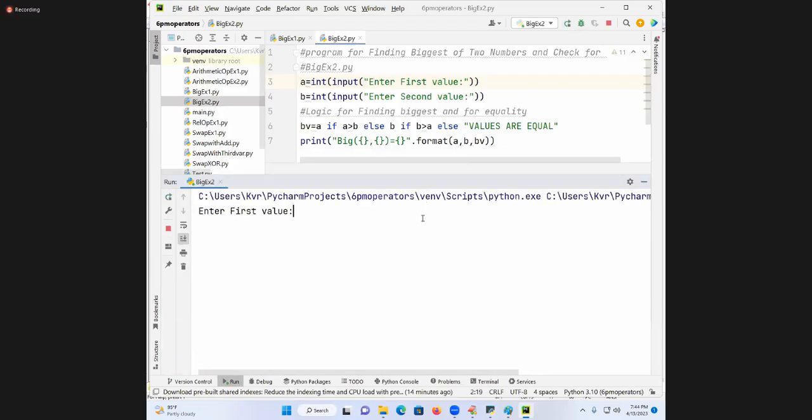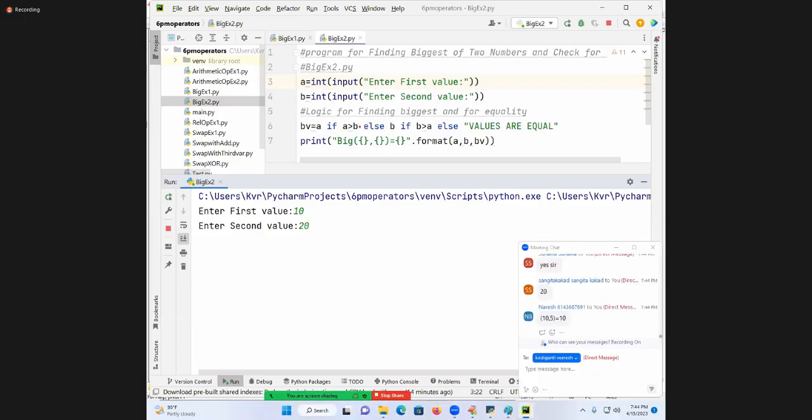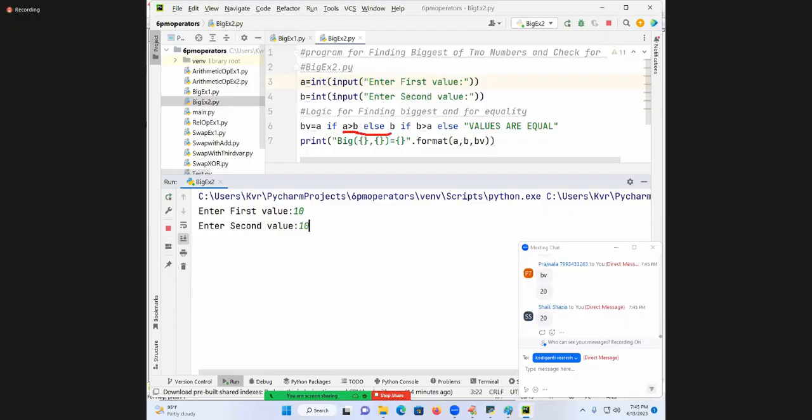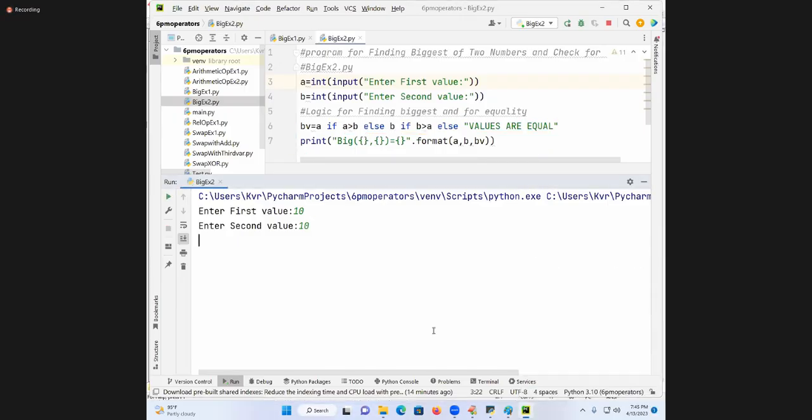Next case. A is 10, B is what? 20. Answer me, 10 greater than 20. False means coming to where? Else. Again, what is there? 20 greater than 10. True means what? That corresponding B assigned to what? BV. So it is going to be what? 20. Next. One more time. I'm going to check with what? 10 and 10. Come on here. 10 greater than 10. Go to this place. 10 greater than 10. Go to this else. What is the answer? Assigning. So values are what? Equal.